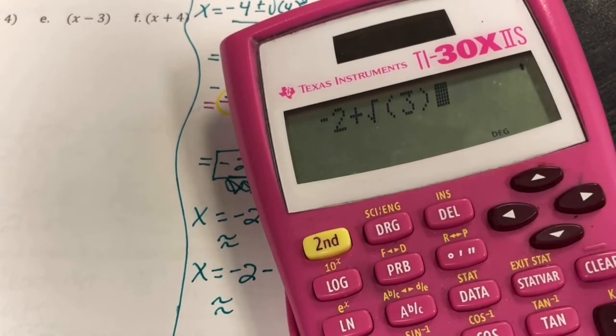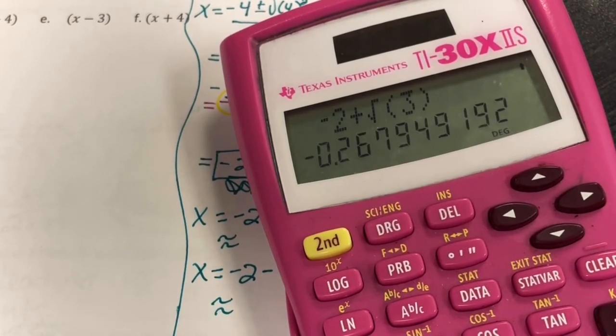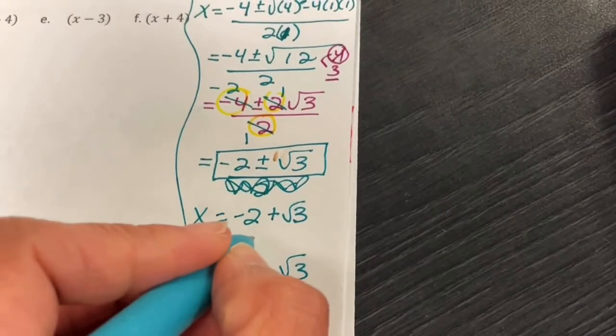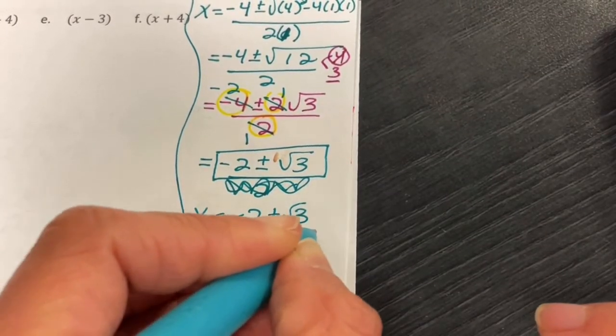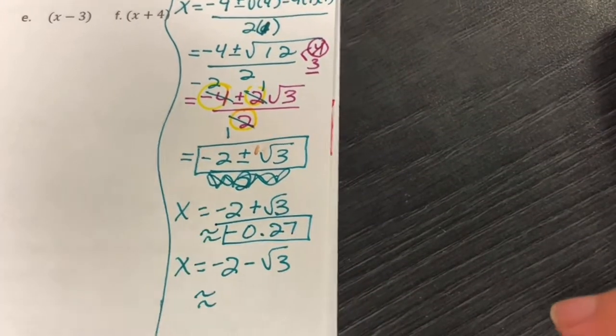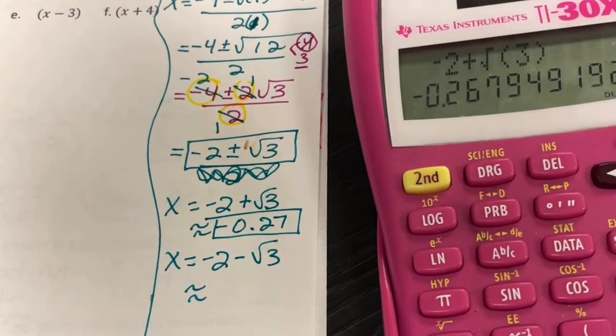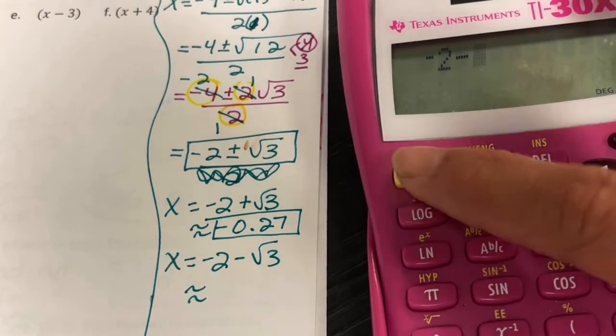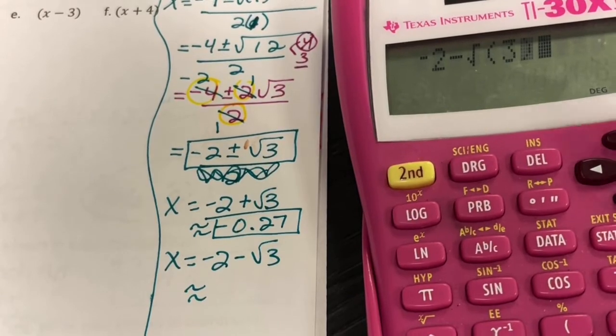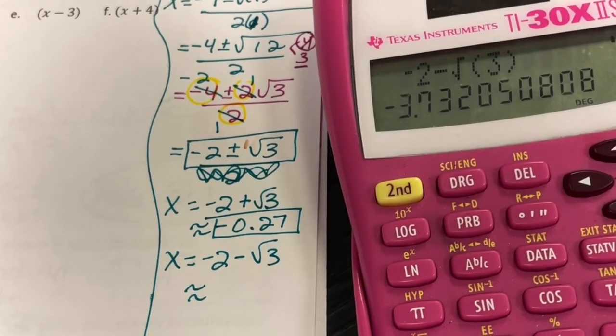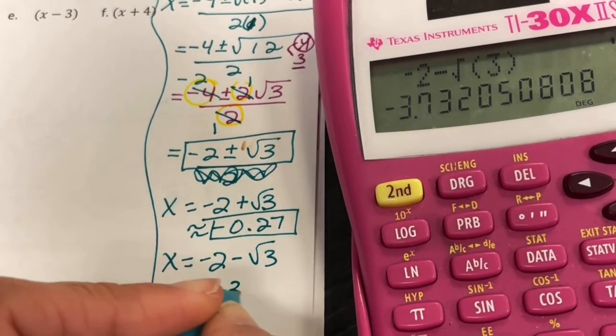Oops, not plus. Equals negative 0.27. So there's my third root. And then negative 2 minus the square root of 3 is negative 3.73.